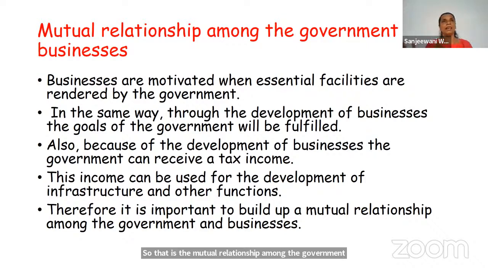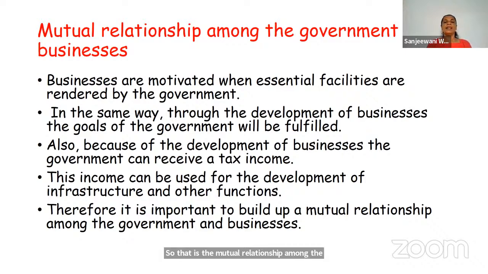The government is giving you resources, so you produce and you will be motivated. In the same way, you develop the business and provide job opportunities, so the government can achieve those economic goals, and you can also develop the business. From that you can pay taxes to the government, so the government receives tax income. The government can then use that tax income for infrastructure, right? So that is the mutual relationship between the government and business.